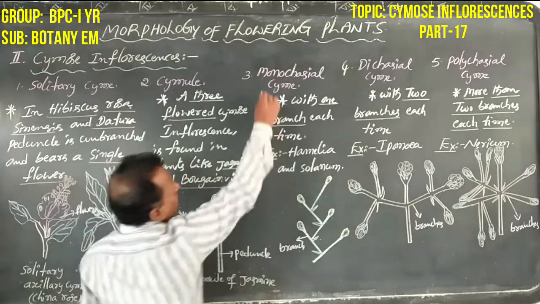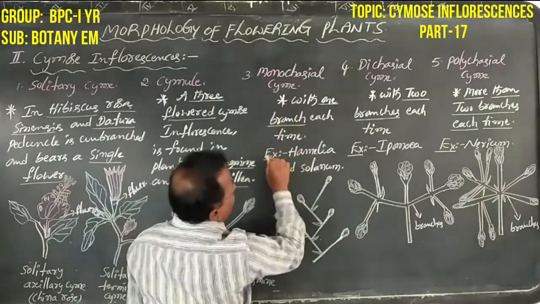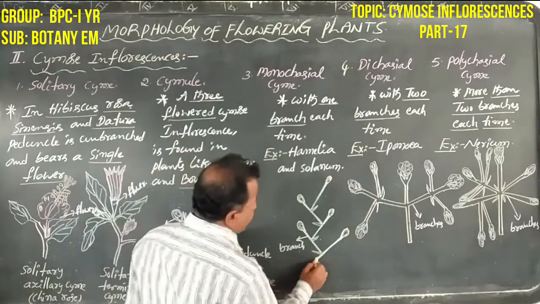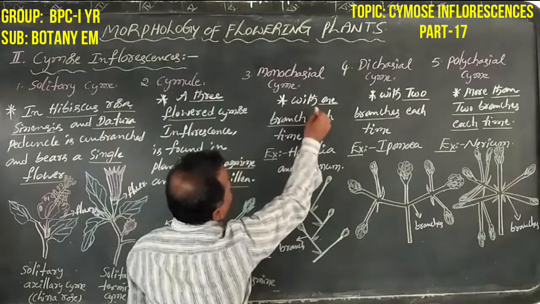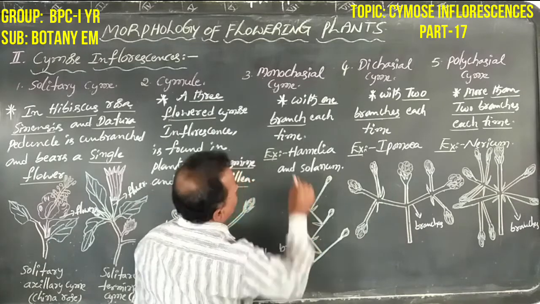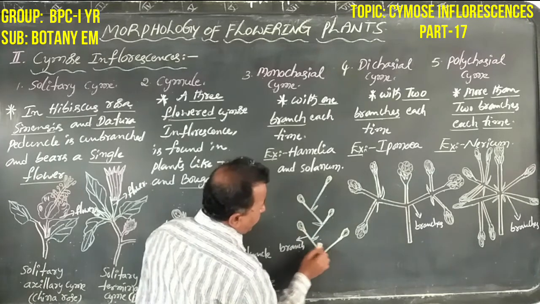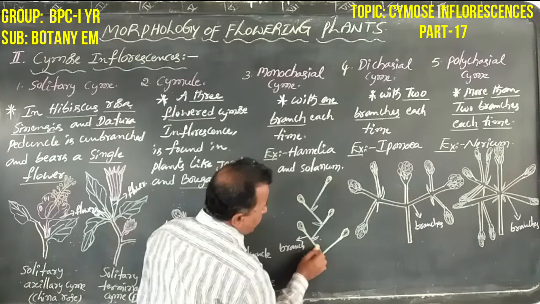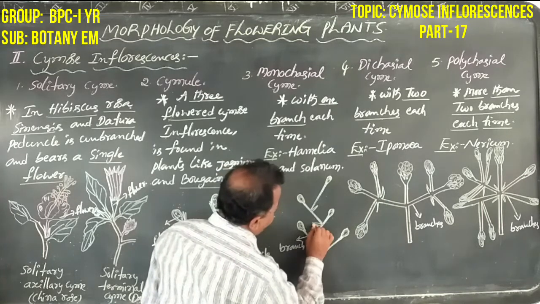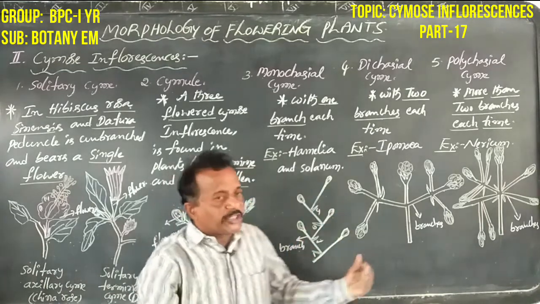Now, the first one, monochasial cyme. So this is a monochasial cyme. Monochasial cymes are seen in Emilia and Solanum. Dear students, this is the first peduncle. This peduncle produces only one branch each time. This is the first branch and this is the second branch. The first branch will produce only one branch. Next, coming to this one, first, second, third and fourth. These branches are arranged in a zigzag manner.